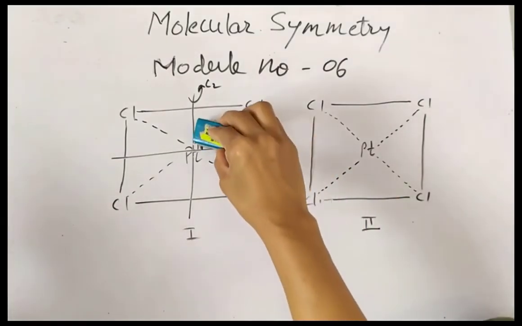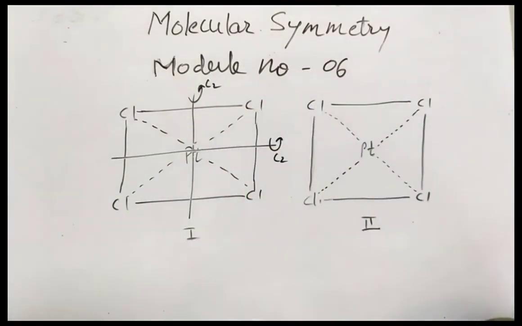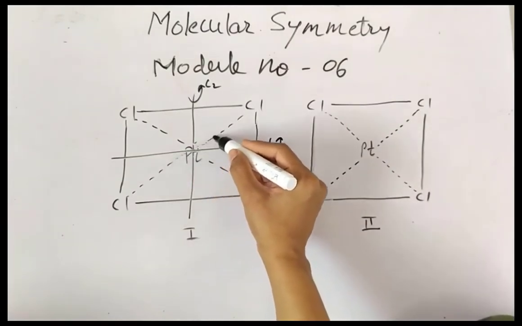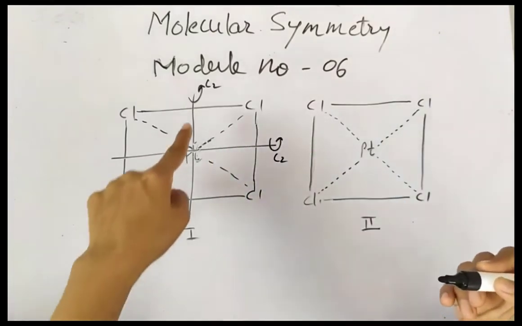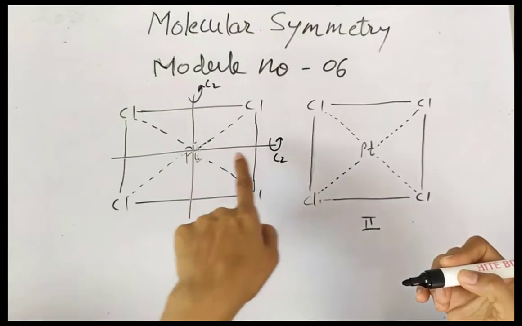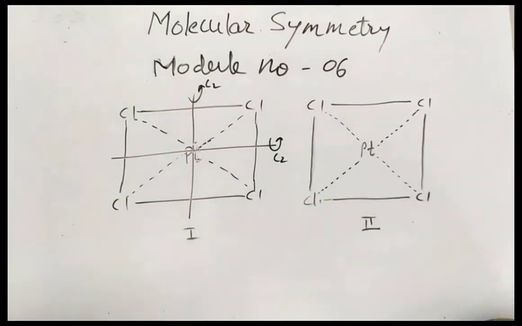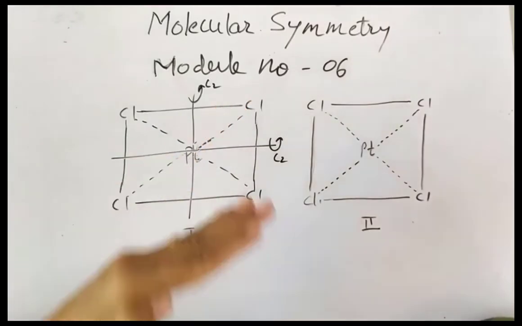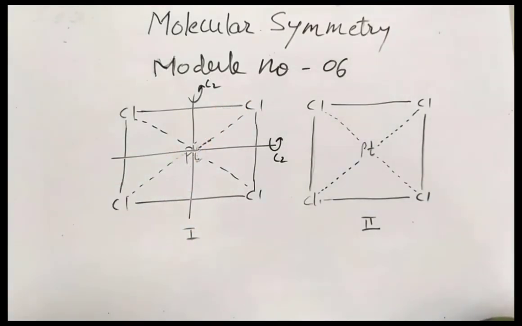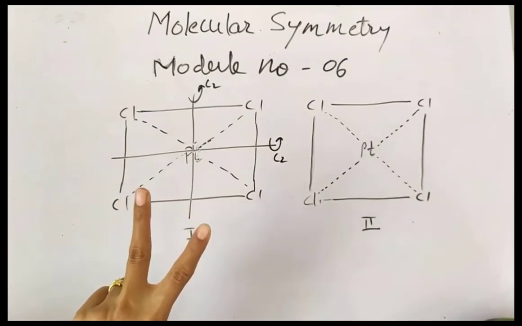Now, according to the definition, a dihedral plane is a plane that bisects two perpendicular C2 axes. So, according to the definition, the first requirement is that there should be two perpendicular C2 axes present, and I have drawn them. Now the next part of the definition: a plane that bisects these two axes. So how will you pass the plane? You know the meaning of bisect. Bisect means to cut equally in two parts.